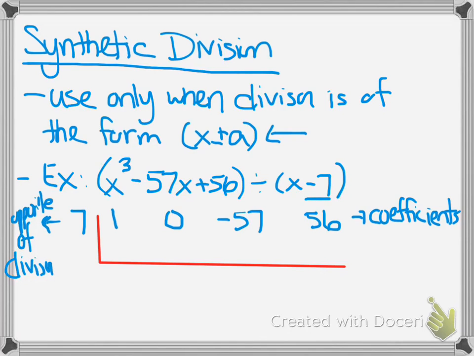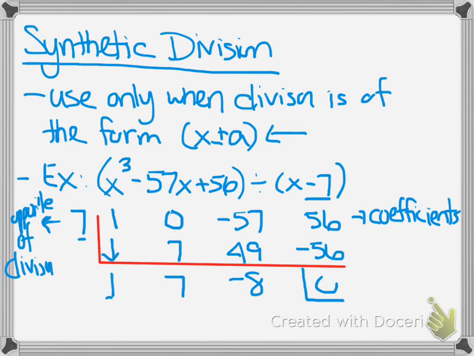So minus 7, its opposite being plus 7. Now what we do in synthetic division is we always bring the first coefficient down. And then we multiply. So 7 times 1 is 7. We add the column. 0 plus 7 is 7. We multiply. 7 times 7, that's 49. We add the column. So that's negative 8. 7 times negative 8, that's negative 56. Add those, we get 0.